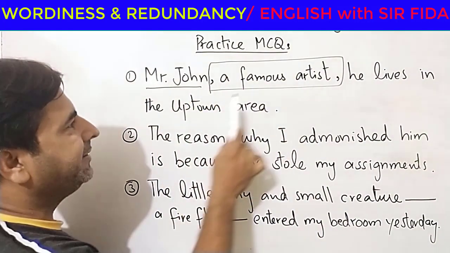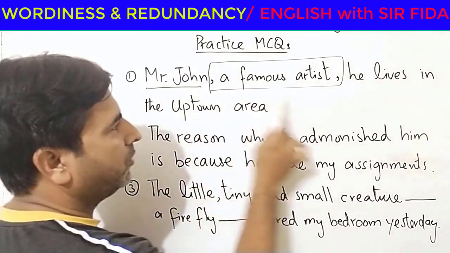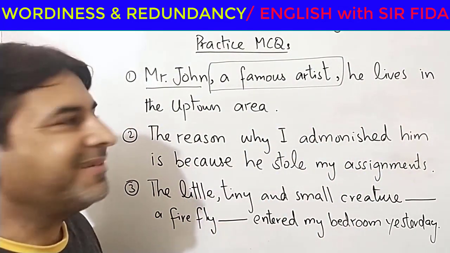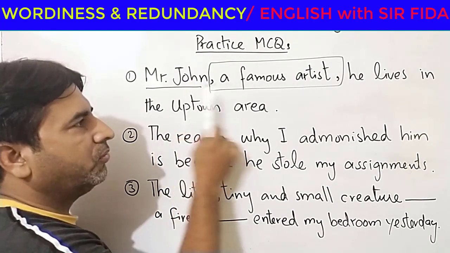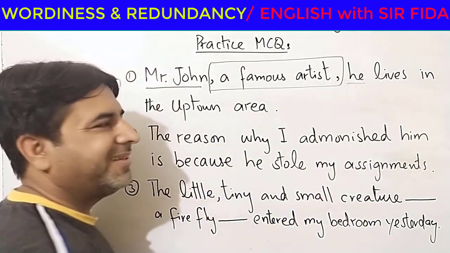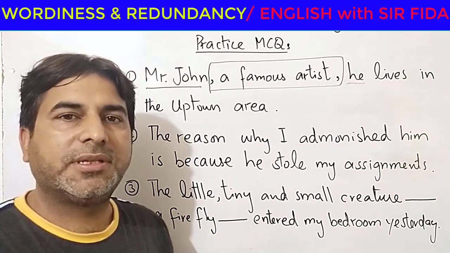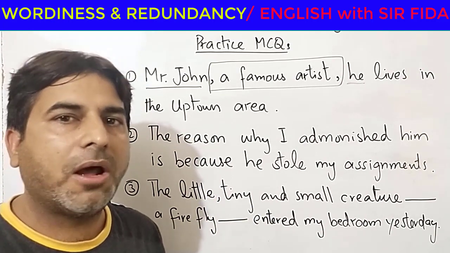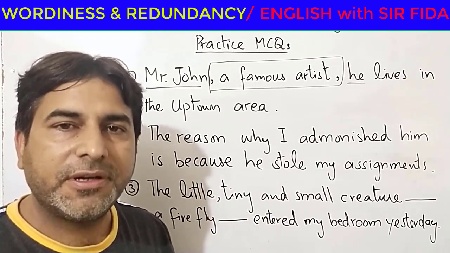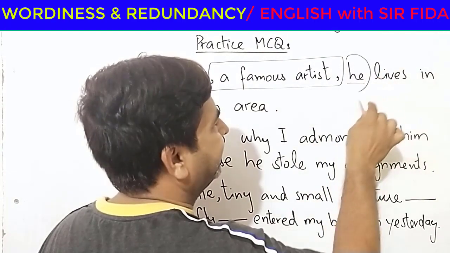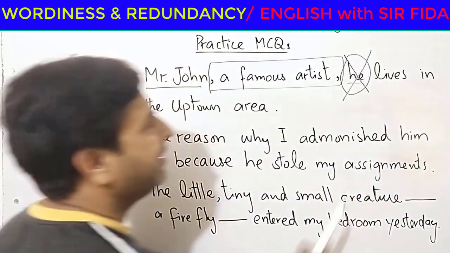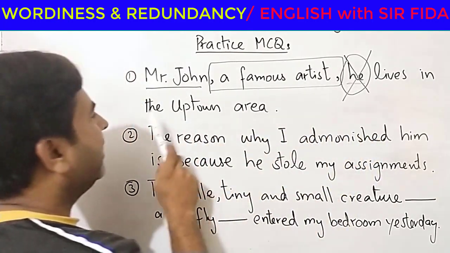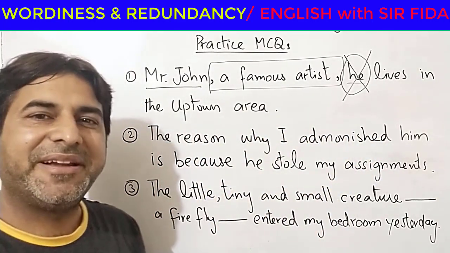If we continue the sentence, skipping it: Mr. John, he lives. So we are giving two subjects to a sentence. One is a noun, Mr. John, and the other is a pronoun, he. Out of these two words, we can use just one, either noun or pronoun. You know, a pronoun is simply the replacement of a noun. So this word is redundant. We can just skip it. This is the error. Mr. John, our famous artist, lives in the uptown area. Here goes the right sentence.